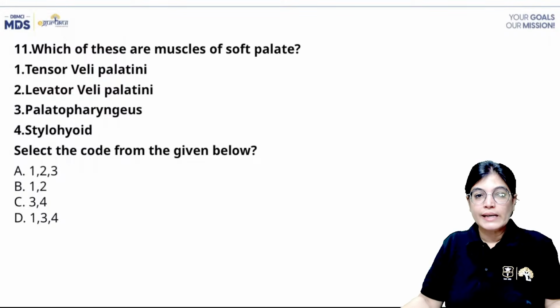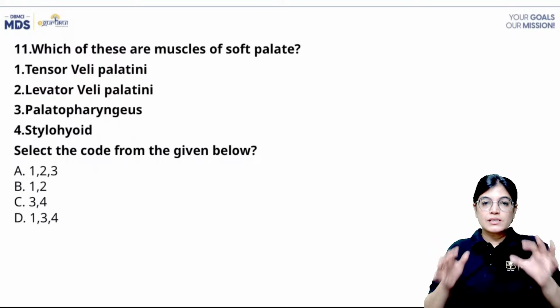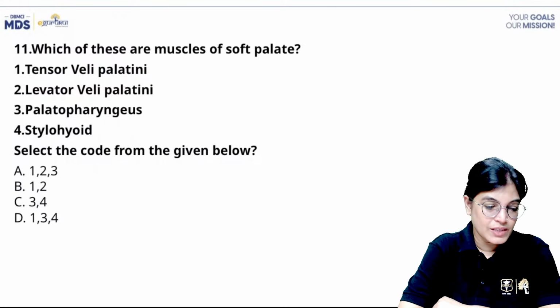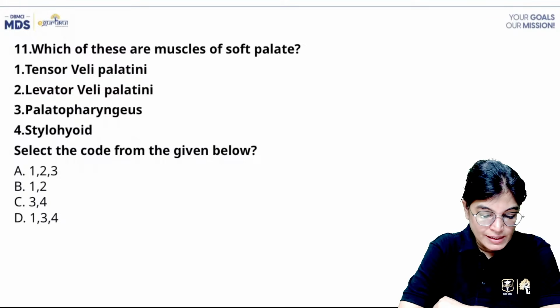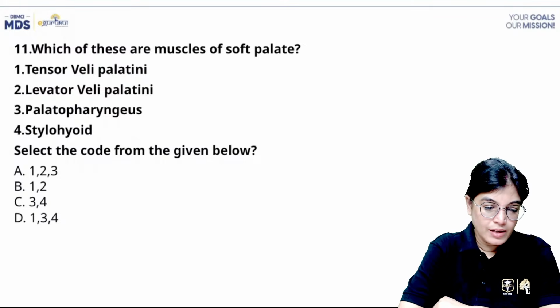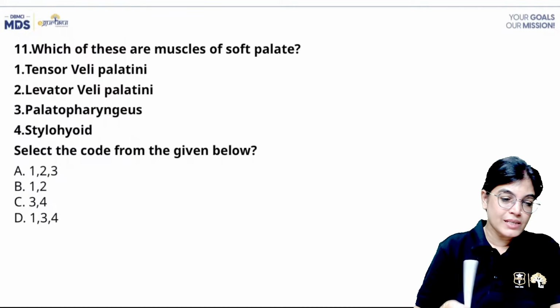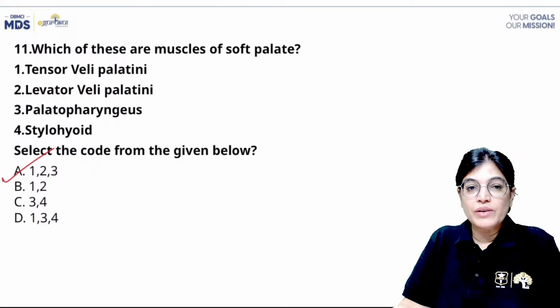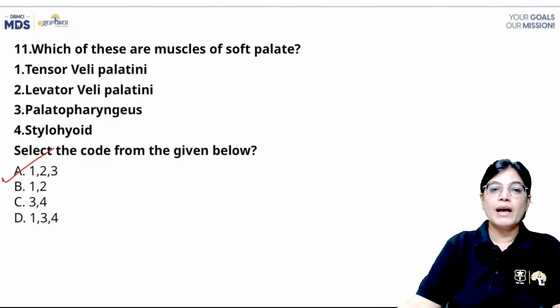We have discussed the soft palate in class a number of times. We have discussed the muscle names, the actions, and the nerve supply of these muscles. My dear students are giving the right answer. The correct answer is 1 to 3: tensor veli palatini, levator veli palatini, and palatopharyngeus.